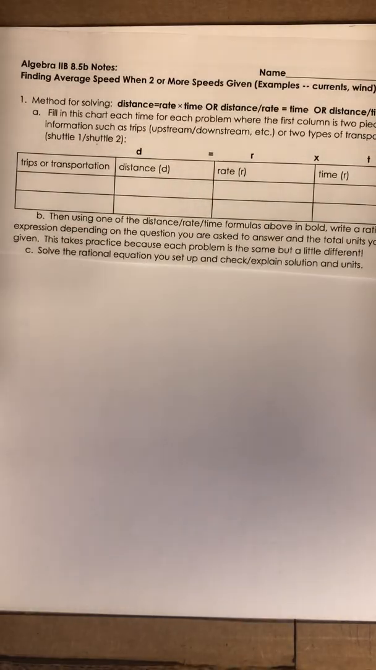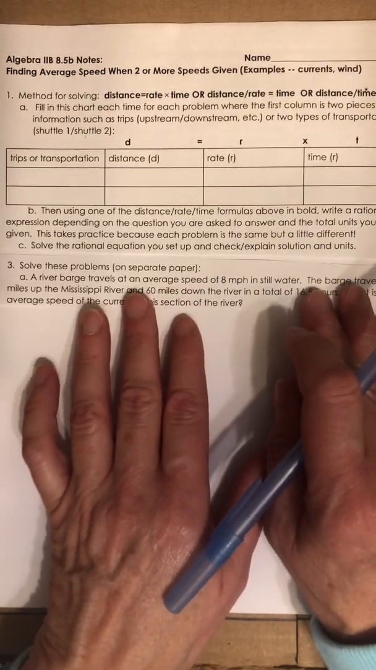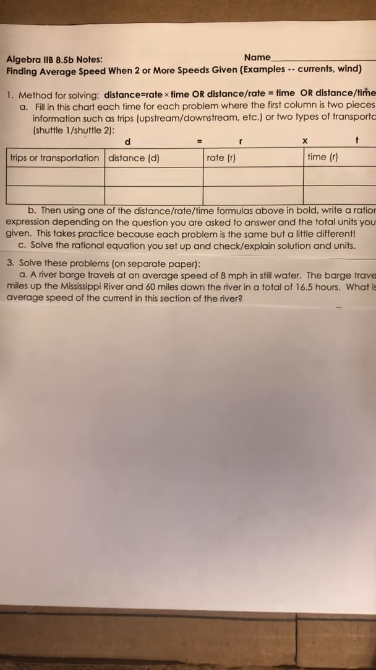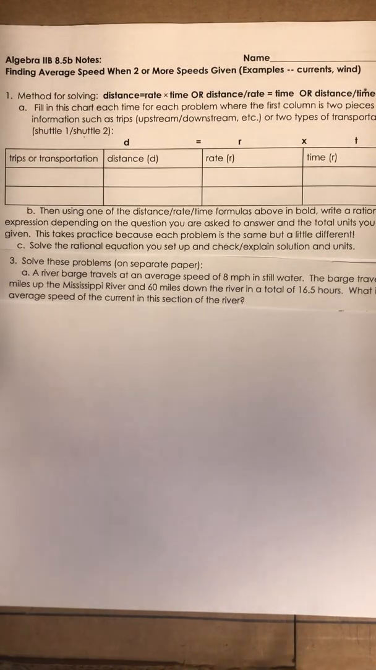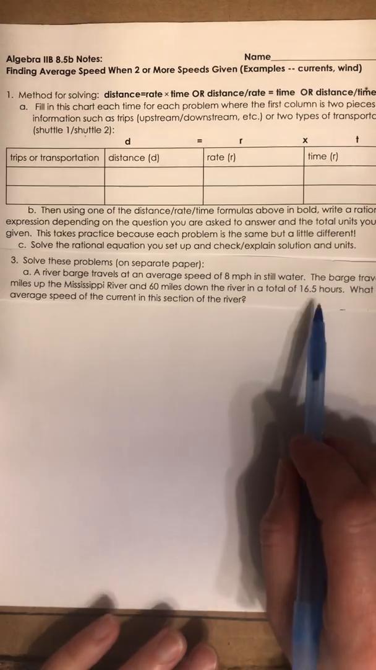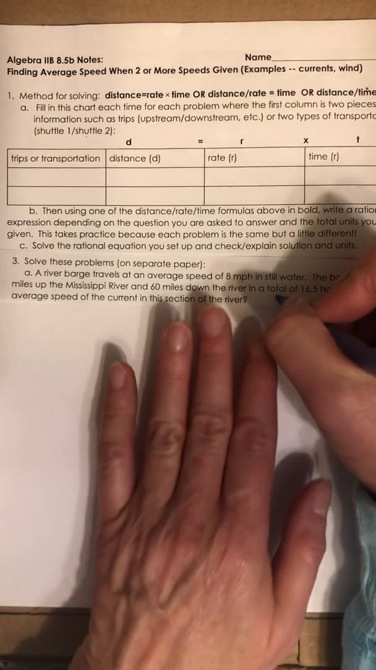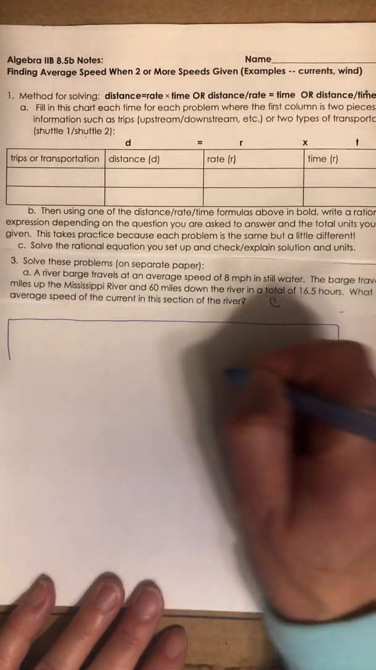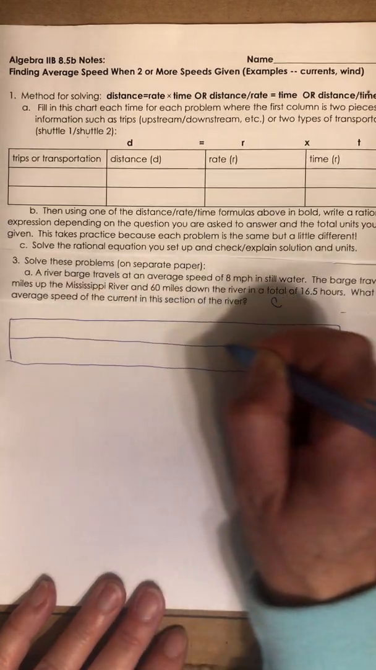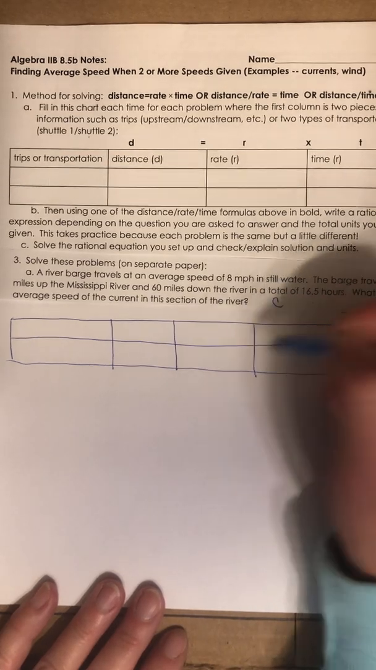The next problem is a river barge travels at an average speed of 8 miles per hour in still water. The barge travels 60 miles up the Mississippi and 60 miles down the Mississippi in a total of 16.5 hours. What is the average speed of the current of the river? We'll call this C. So I don't know if it seems like it to you, but this is exactly the same as the kayaker with different numbers.